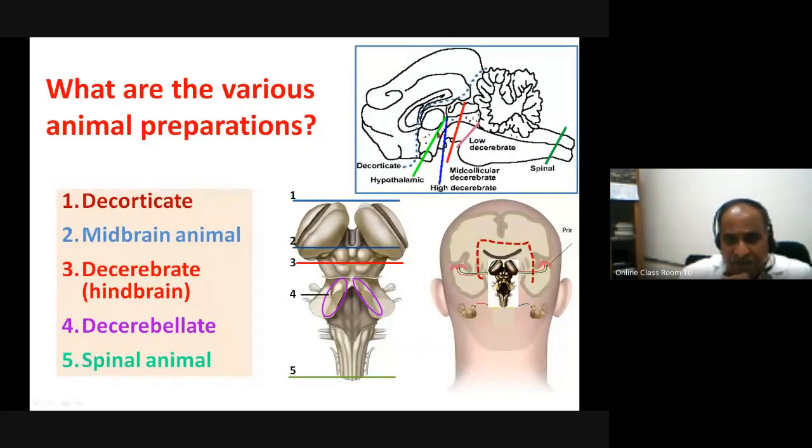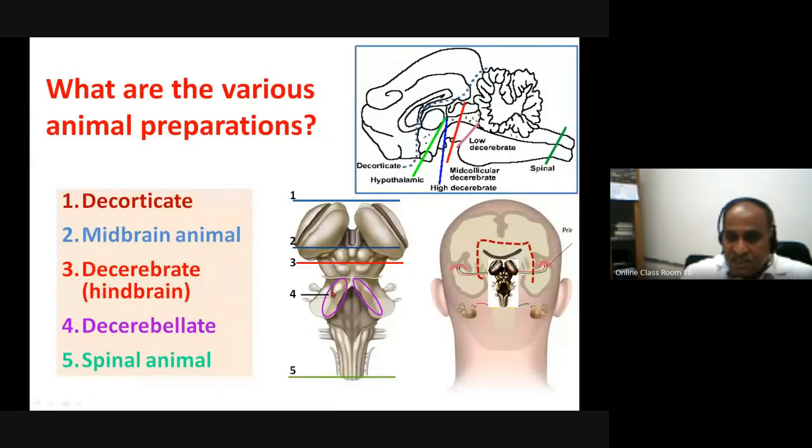There are animal preparations wherein we want to keep the hypothalamus intact. So that means we have to go a little higher up so that the hypothalamus remains intact, as you can see at that angle. Then the decerebrate animal is between the superior colliculus and inferior colliculus. This red line is a decerebrate animal, wherein this part of the brainstem, that is the pons, the medulla, and the spinal cord are left.